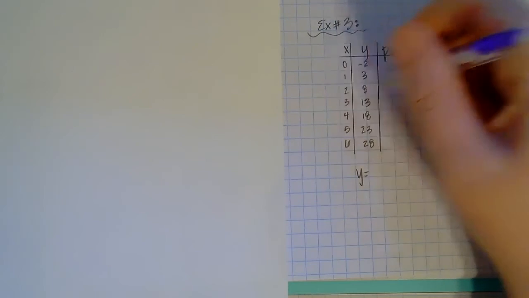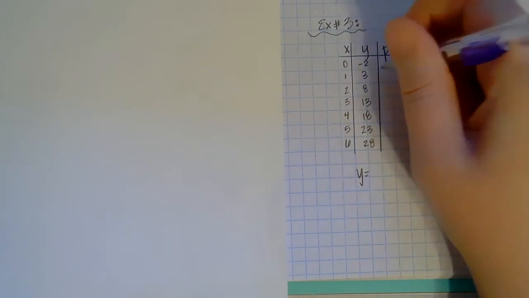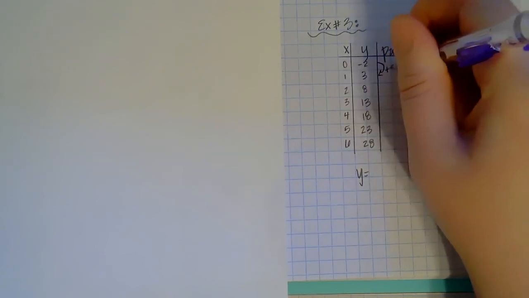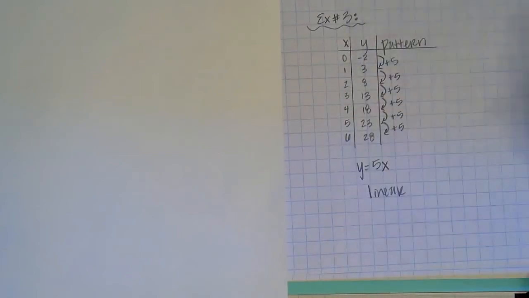3 to 8, it's adding 5, okay? So I'm adding 5 every time here. 8 plus 5 is 13. 13 plus 5 is 18. Pattern continues, right? It's adding 5 every time. And it's going up by 1 on my x's. So remember, this is my slope. So, oh, I should have written down, this is linear, right? Because it's adding the same number every time.